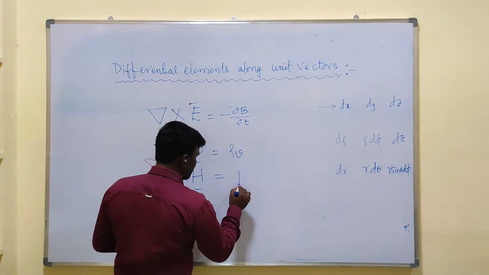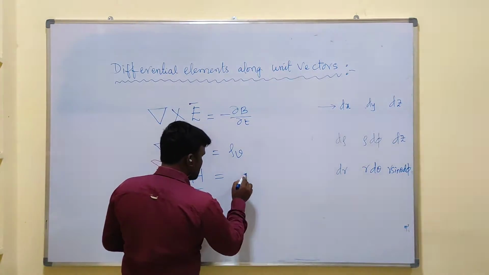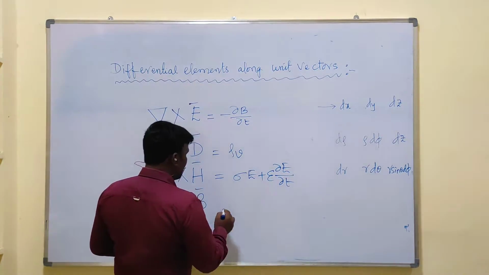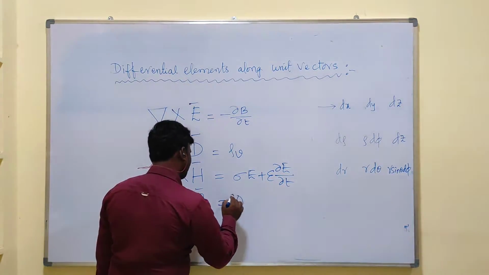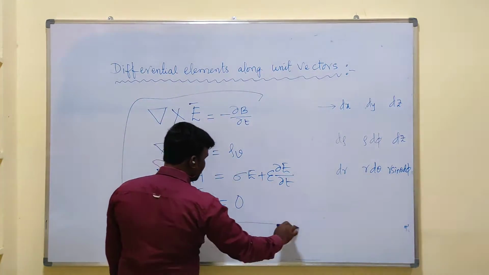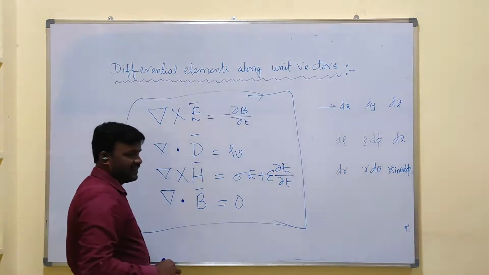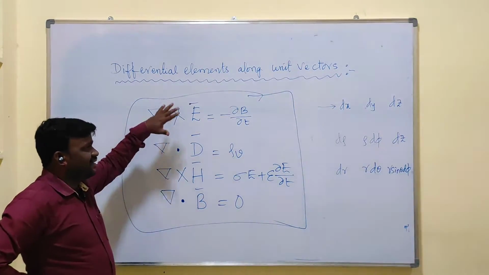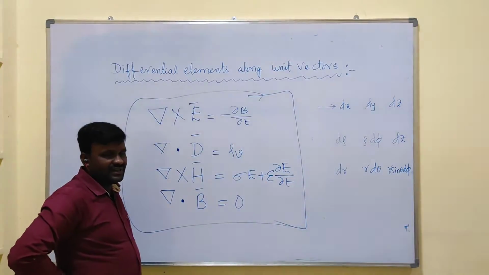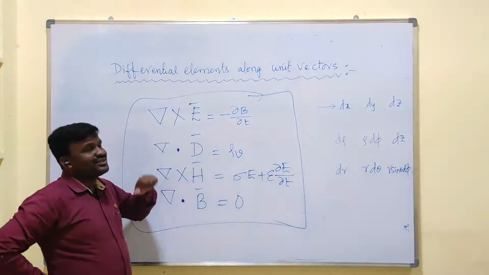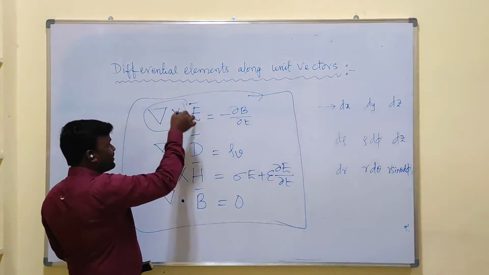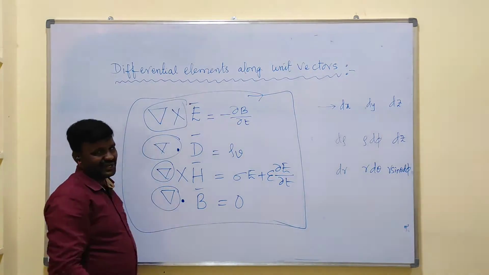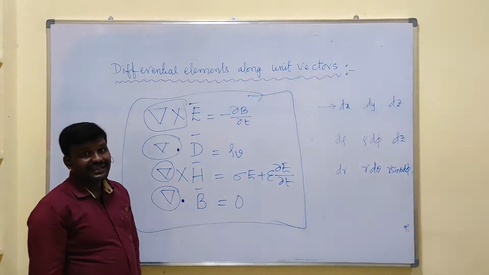And del cross H is equal to sigma E plus epsilon dou E by dou T. Del dot B equals zero. I think you might have studied these equations in your first-year engineering or in your intermediate courses. These are basically the four important Maxwell equations. If you observe these equations, what you have here is curl of a vector, divergence of a vector, curl of a vector. Now tell me, what are the Maxwell's equations?